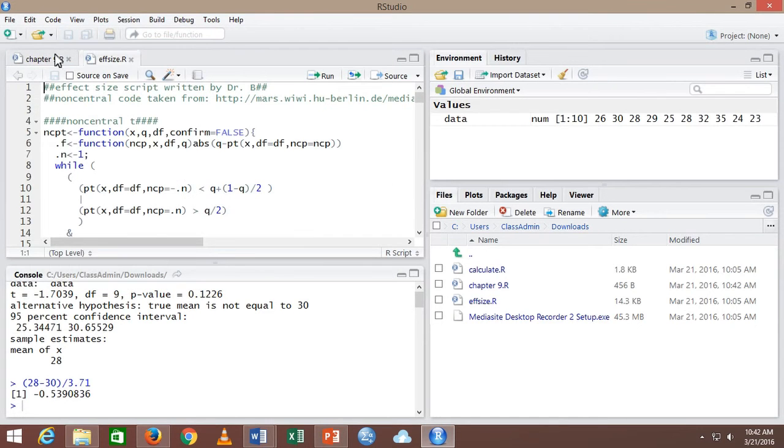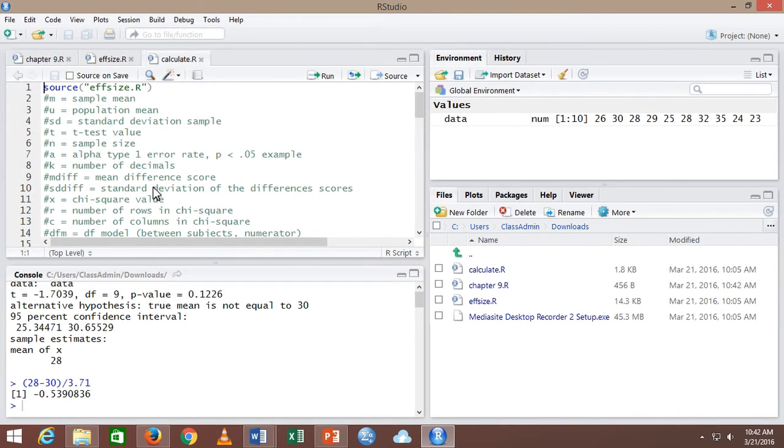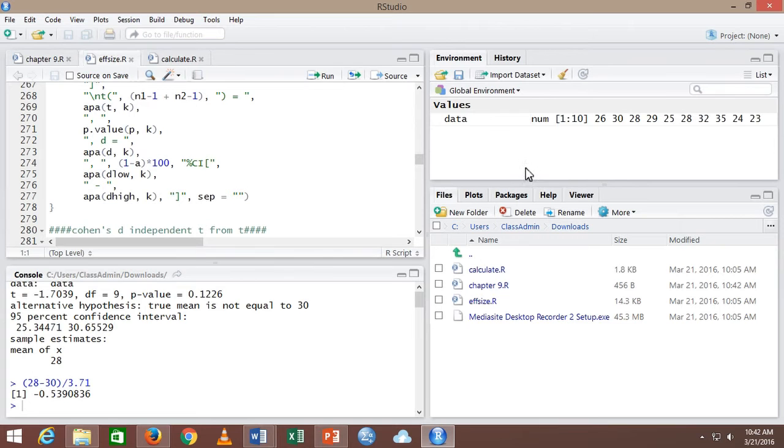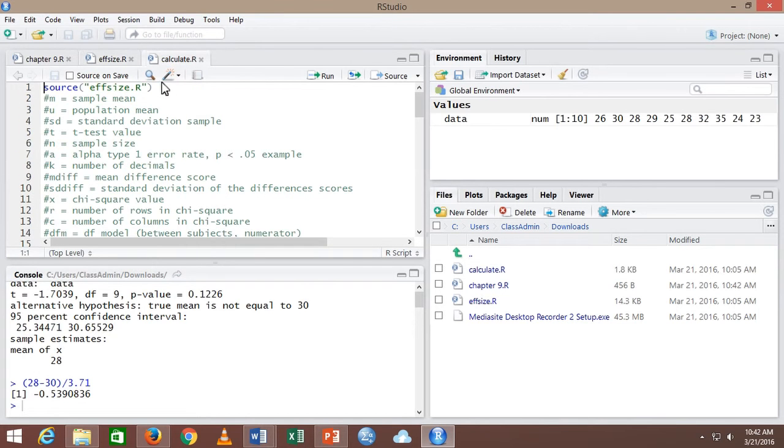Okay. So I posted both of these online. One's called fsize, one's called calculate. So you want to open both of those. The fsize one is the scary looking one. Yes. So it's under notes on chapter 9.